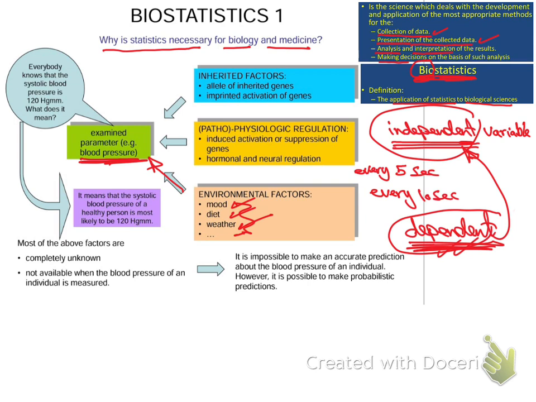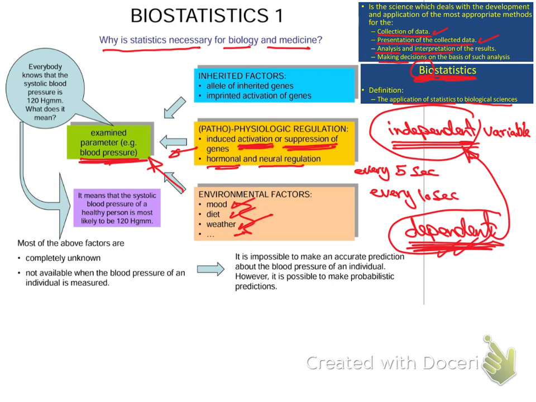Some other factors, like the pathophysiological regulations of our body. If we have genes, suppressed genes, which are not active, sometimes it happens that there is induced activation or suppression of genes. So the gene may be activated or suppressed. Activated and become active and working, or suppressed and stop acting. This may impact the blood pressure. The hormone and neural regulations, all this will also impact the blood pressure.